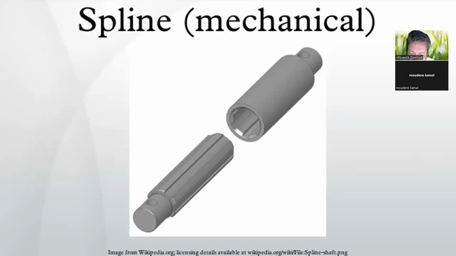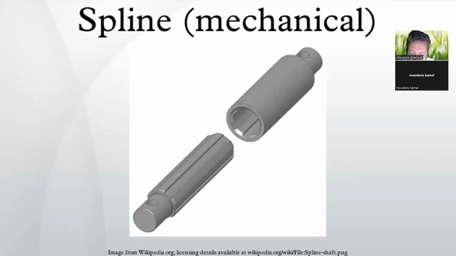Manufacturing. There are two types of splines, internal and external. External splines may be broached, shaped, milled, hobbed, rolled, ground or extruded. There are fewer methods available for manufacturing internal splines due to accessibility restrictions. Methods include those listed above with the exception of hobbing.